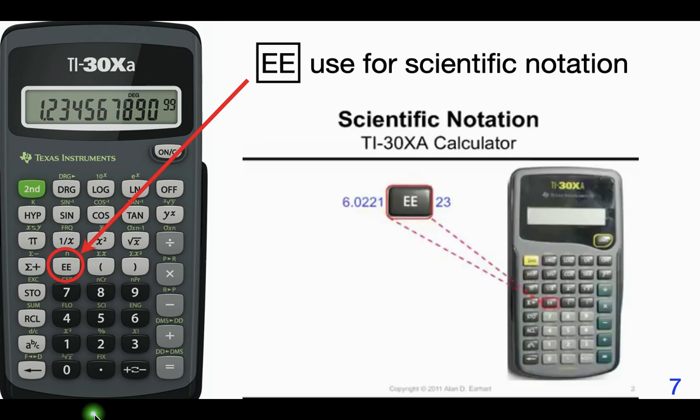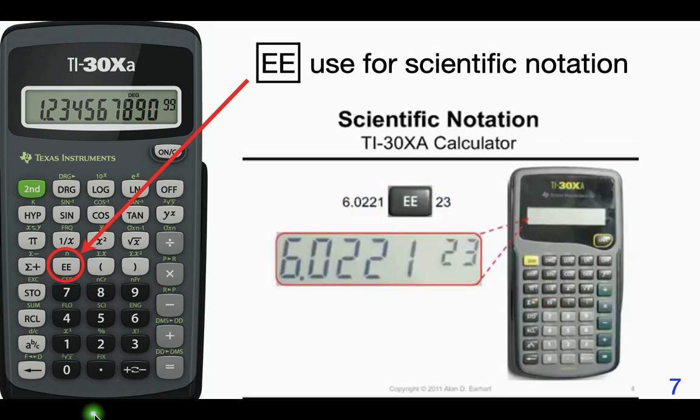Let's use Avogadro's number as our example. How do you enter 6.0221 times 10 to the 23rd on this calculator? Well, you type 6.0221, you hit the EE key, and then you press 23. Notice I did not hit the multiplication key. I did not hit a 10 to the x key or anything like that. I hit an EE. Your display will read 6.0221, and then superscripted a little bit up will be a 23. And what this really means is you just entered 6.0221 times 10 to the 23rd.